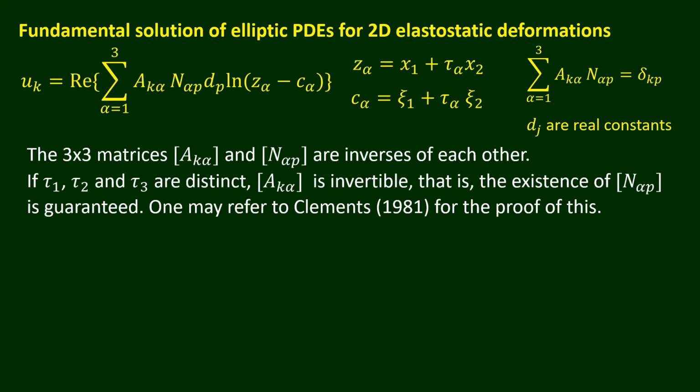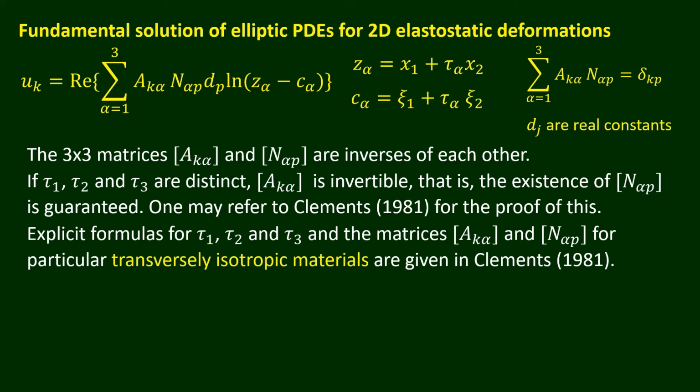The 3 by 3 matrices A_kα and N_αp are inverses of each other. If τ1, τ2 and τ3 are distinct, A_kα is invertible, that is, the existence of N_αp is guaranteed. One may refer to Clements, 1981, for the proof of this. Explicit formulas for τ1, τ2 and τ3, and the matrices A_kα and N_αp for particular transversely isotropic materials are given in Clements, 1981.